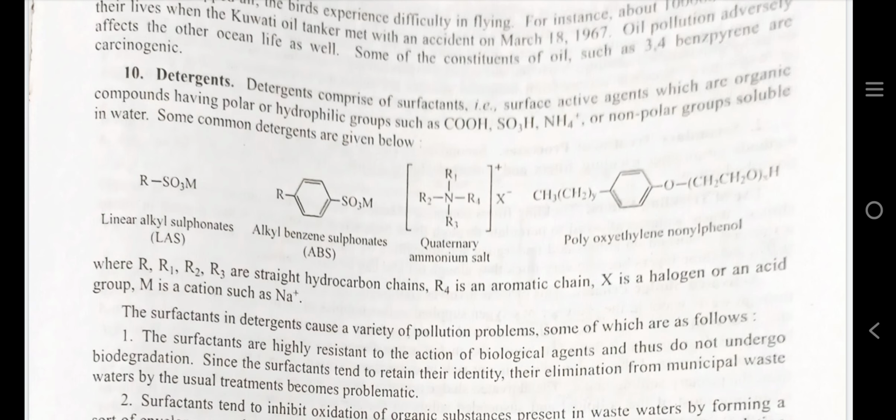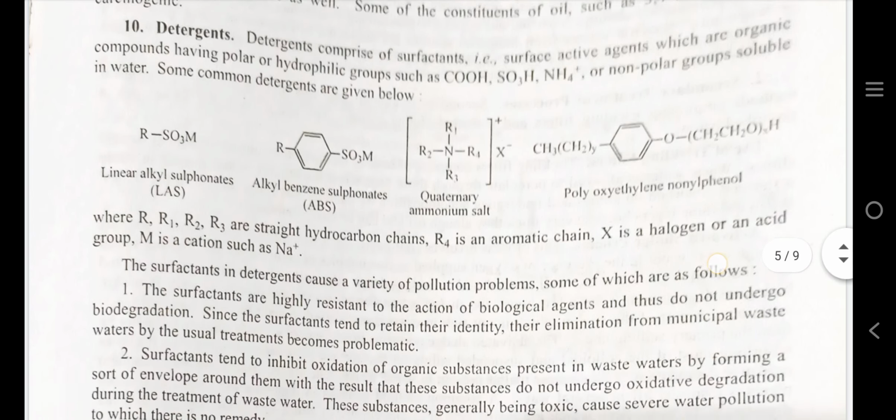Number 10 is detergents. Detergents comprise surfactants, that is, surface active agents, which are organic compounds having polar or hydrophilic groups such as COO-, SO3-, NH4+ or a non-polar group soluble in water. Some common detergents are given below: linear alkyl sulfonates, alkyl benzene sulfonates, quaternary ammonium salt, polyoxyethylene phenol, where R, R1, R2, R3 are straight hydrocarbon chains. R4 is an aromatic chain. X is a halogen or an acid group. M is a cation such as Na+.